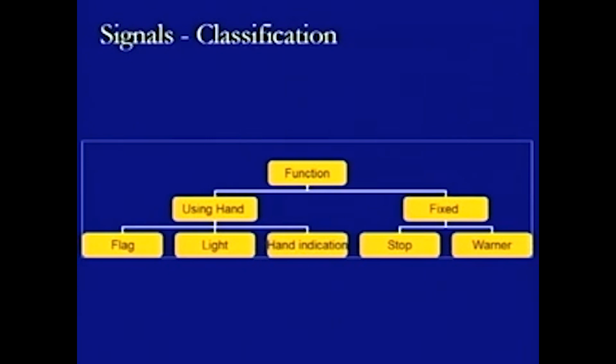Now, in the case of another classification, where we are looking at the different signals on the basis of functional characteristics, we found that this categorization which we were looking at in the last stage, that is using hand or fixed, comes under the functional condition. In using hand, we have three types of signals, that is flags, lights or hand indication, whereas in the case of fixed signals we have two categorizations, the stop signals and the warner signals.